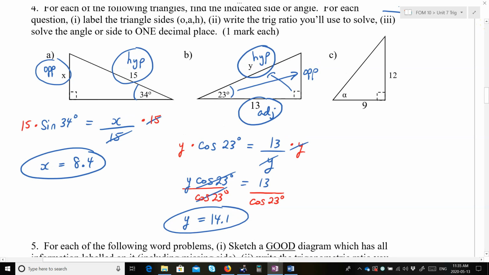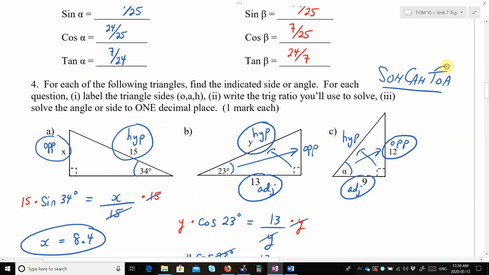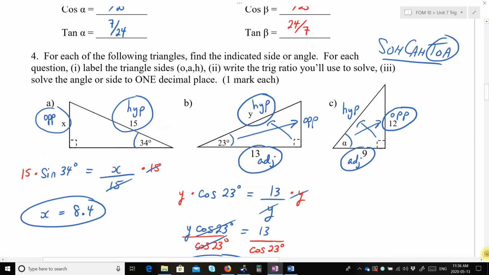Okay, and finally in part C, they're wanting us to find an angle. They've indicated this angle here, alpha. Across from the angle is the opposite. We have that side, so we're going to use that. Across from the 90 is the hypotenuse, which we don't know, and so this must be the adjacent. So we're working with opposite and adjacent, which is tan.